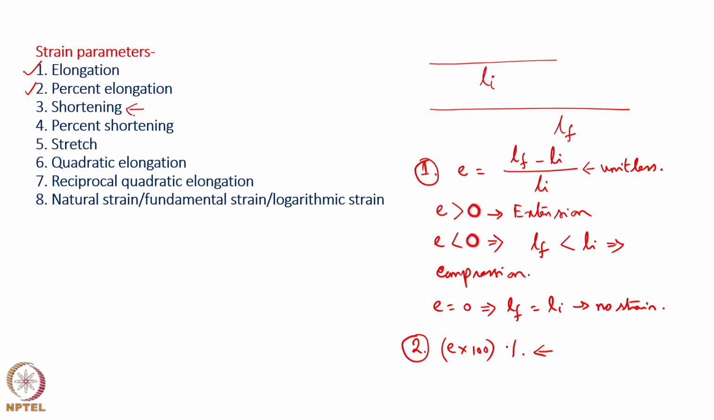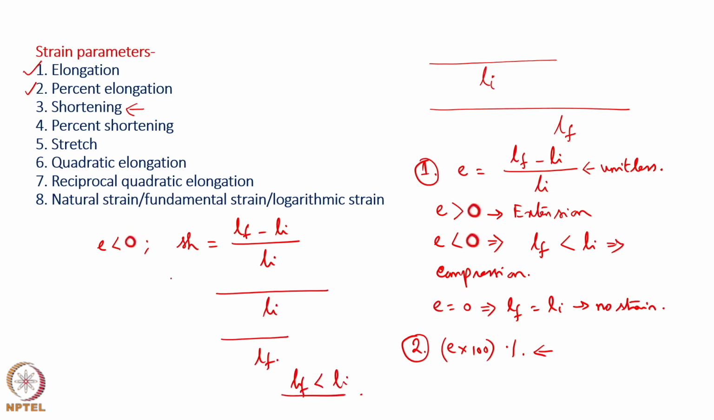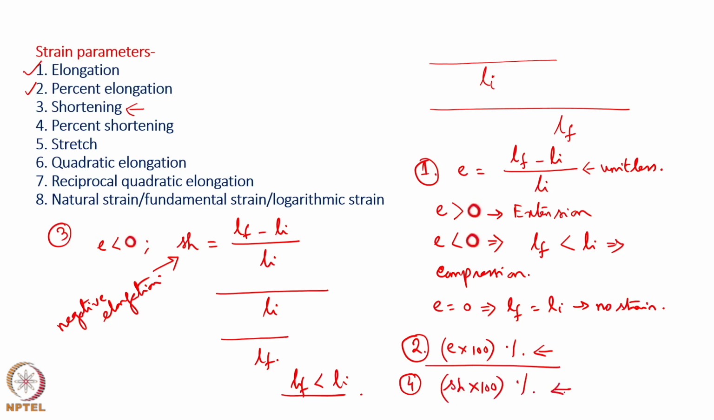The term shortening can be applied when e is less than 0, and one may represent instead of e, SH for shortening. Here it is again length final minus length initial by length initial, but the figure will be length initial is bigger and the length final is smaller. In other words, shortening can be called as negative elongation. Similar to percent elongation, one can write percent shortening, which is SH multiplied by 100 expressed as percentage.